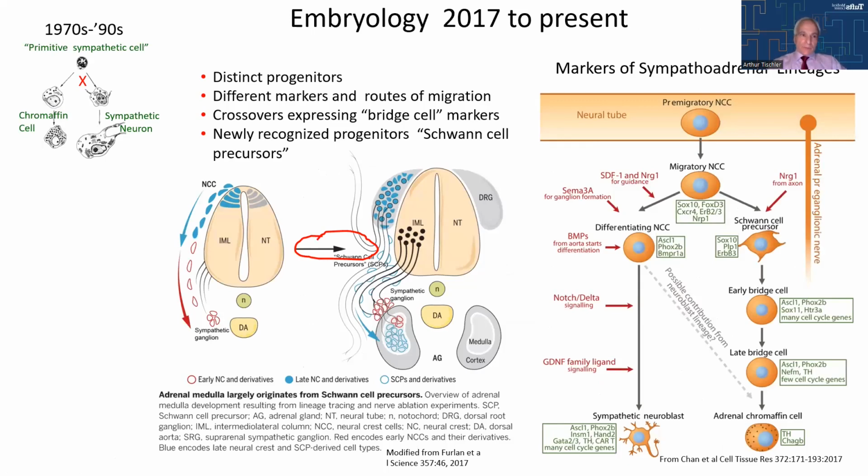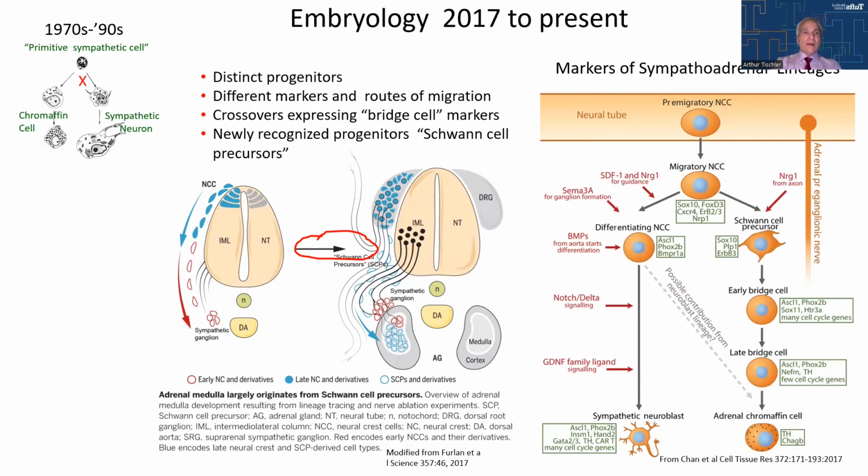Moving on to embryology. There have been profound changes in the understanding of the development of paraganglia and the adrenal medulla since Cohn's time. From the 1970s to roughly through the 1990s, we had the concept of a pluripotent primitive sympathetic cell that delaminated from the neural crest and migrated either to the adrenal medulla and extraadrenal paraganglia or to sympathetic ganglia, with its ultimate fate depending upon the environment in which it came to rest.